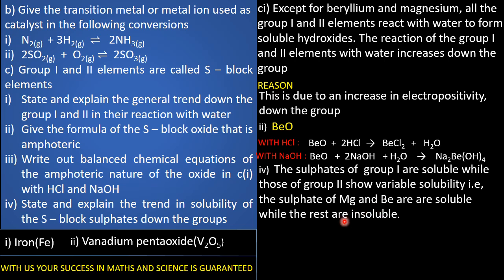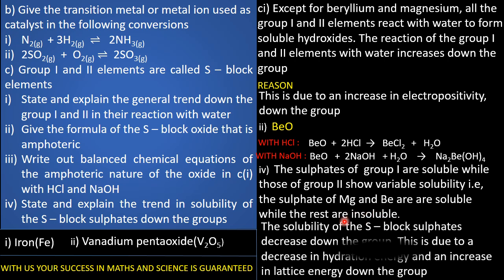Oops, no guys, it instead decreases down the group. So we can see that the solubility of the S block elements decreases down the group due to what, guys? A decrease in hydration energy and an increase in lattice energy down the group. So guys, this is an important hint I want to give.